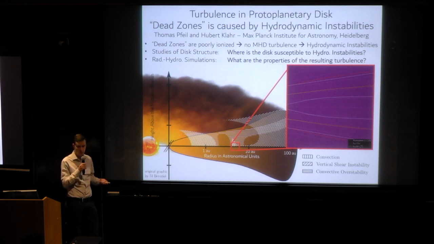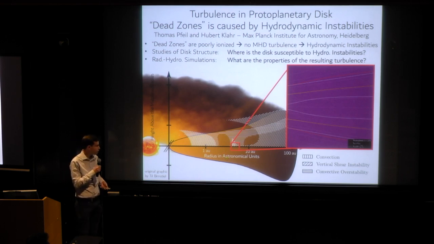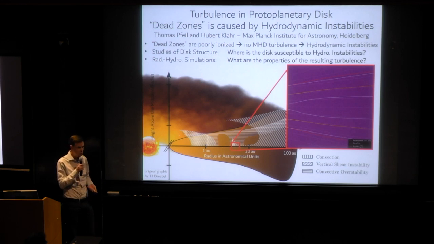And the work we've done so far could be split into two parts. The first part was the study of disk structure by use of a simple accretion disk model. From these structure calculations, we can then calculate the maps that you can see here. So we plot here where certain instabilities can exist in this disk. So we're, for example, looking at convective instabilities or shear-driven instabilities. And as you can see, most of these disks are, in fact, susceptible to these instabilities, which then leads to turbulence. And the second part of the work then focuses on the study of the resulting turbulence itself.